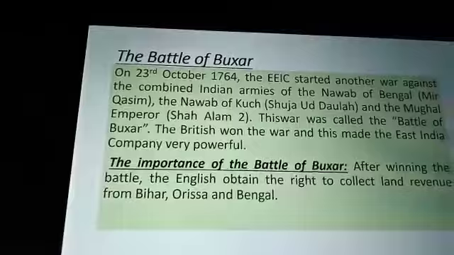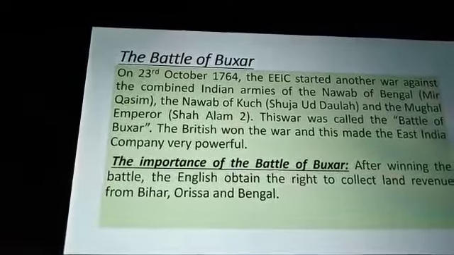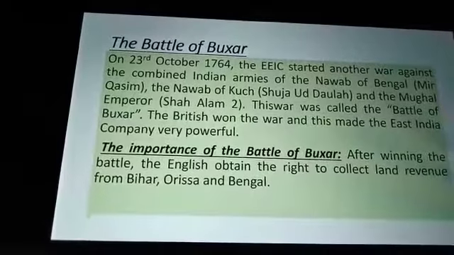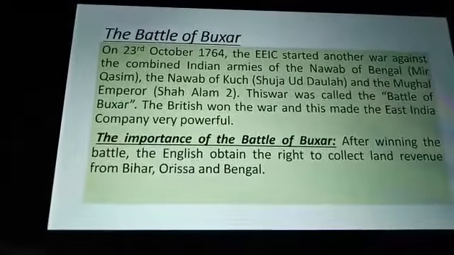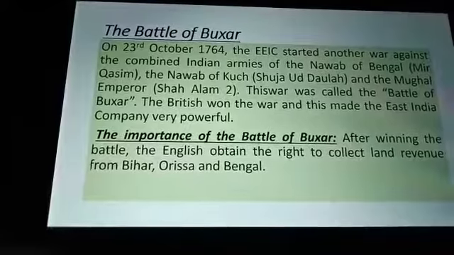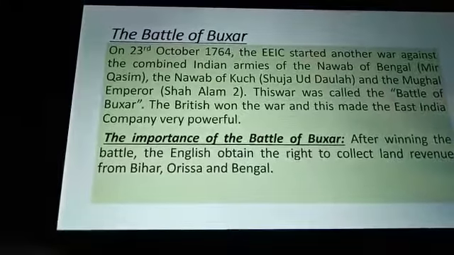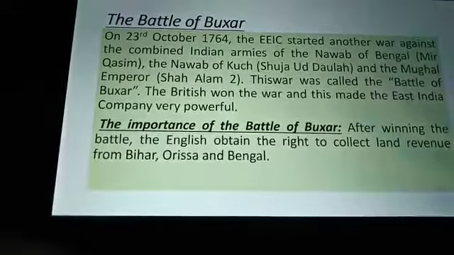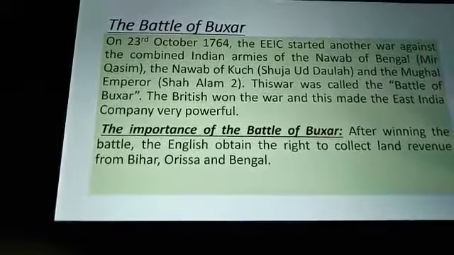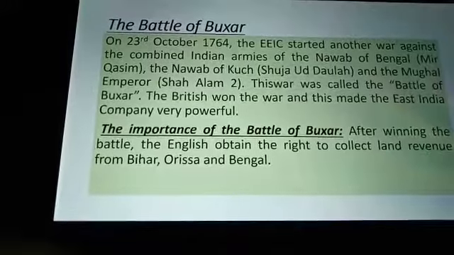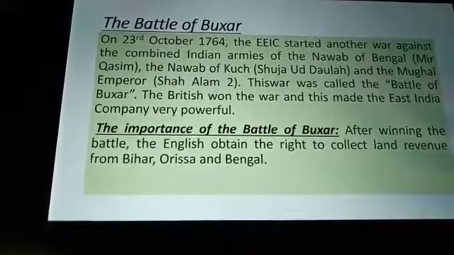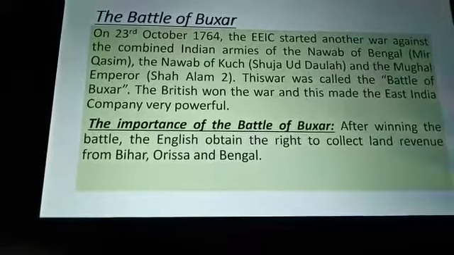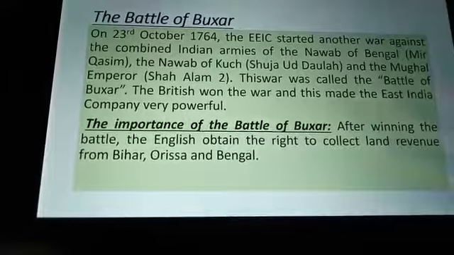The Battle of Buxar. On 23rd October 1764, the EEIC started another war against the combined Indian armies of the Nawab of Bengal, Mir Qasim, the Nawab of Kutch, Shuja'ud-Dowlah, and the Mughal Emperor Shah Alam II. This war was called the Battle of Buxar. The British won the war, and this made the East India Company very powerful.